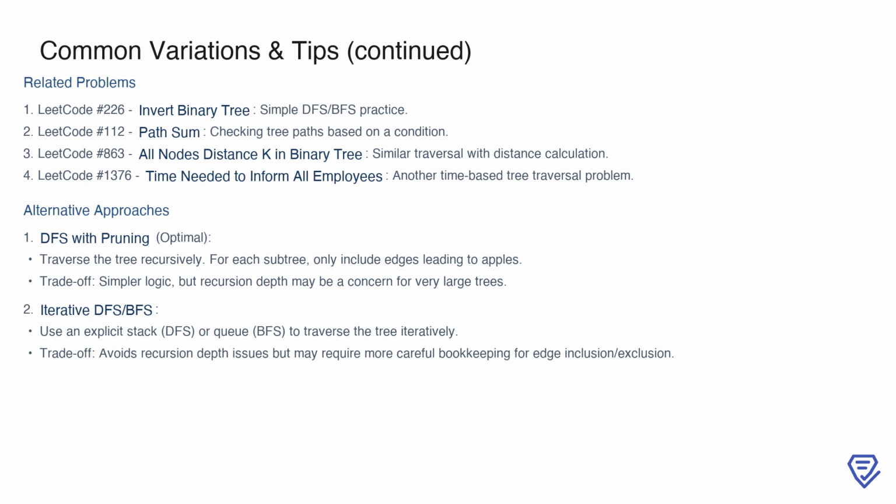Regarding alternative approaches, DFS with pruning is the optimal choice for this problem. It involves recursively traversing the tree and including only edges that lead to apples. This approach is straightforward in logic, but recursion depth can be a concern for very large trees. Alternatively, you can use iterative DFS or BFS. These methods involve using an explicit stack or queue for traversal, which eliminates recursion depth issues. However, you'll need to carefully manage bookkeeping to ensure you're including only the relevant edges in the total time calculation.